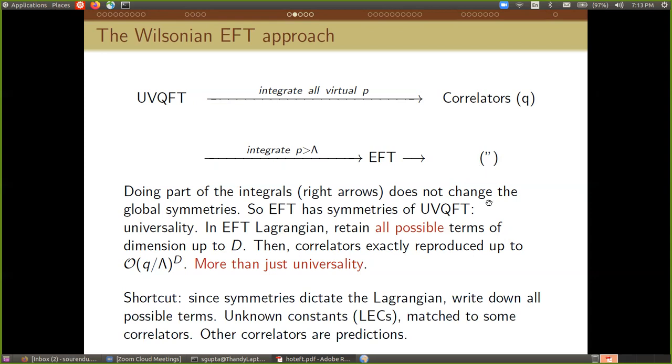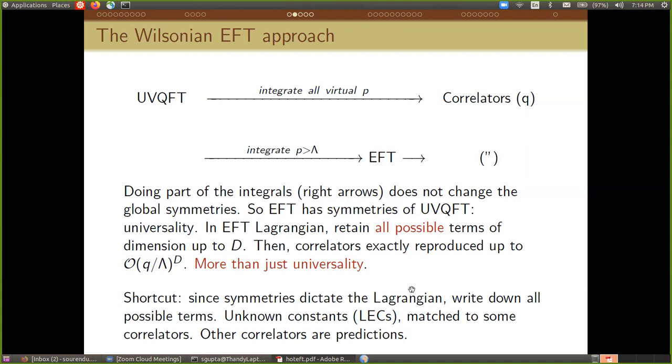Now, this of course gives you a shortcut. You don't have to do this integration. You can just use this shortcut. Symmetries dictate the Lagrangian, so write down all possible terms, up to a certain dimension D. All possible terms that can go into a Lagrangian. And you just examine terms one by one. Since the dimension is fixed, there's only a finite number of terms. Examine them one by one. If they satisfy the symmetry, then you keep it.